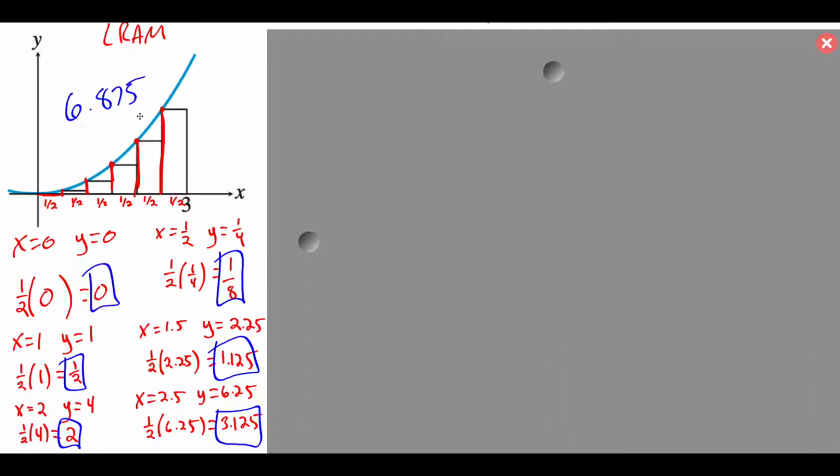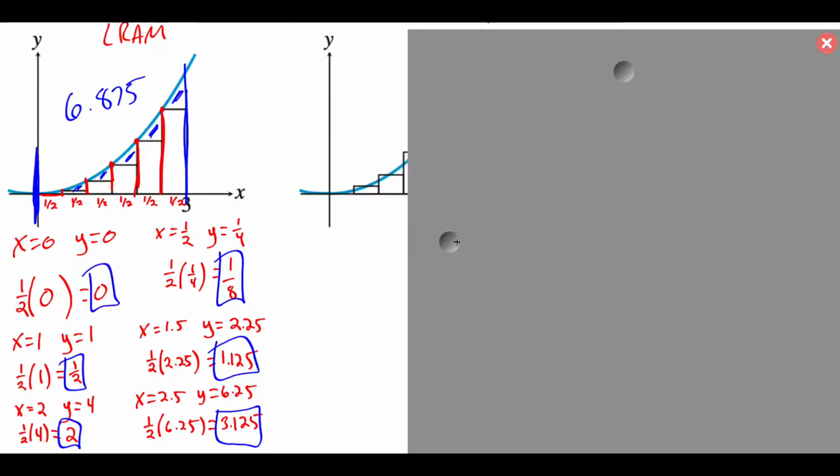about 6.875. But what I want you to notice is as we're looking between these x values of 0 and 3, there's a lot of space that isn't getting accounted for. There's all of these individual chunks in here where our rectangles didn't quite reach up high enough to account for those. So in this instance, this LRAM is actually an under approximation because we're missing some of that area.